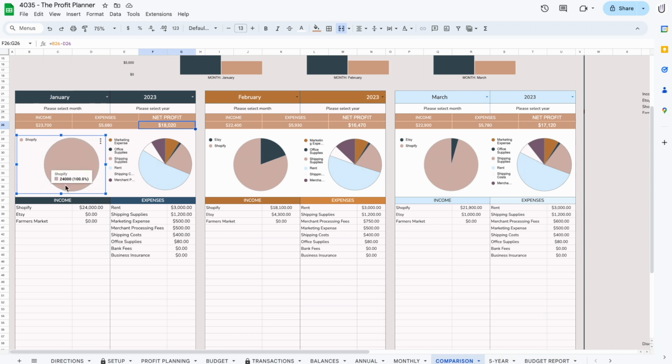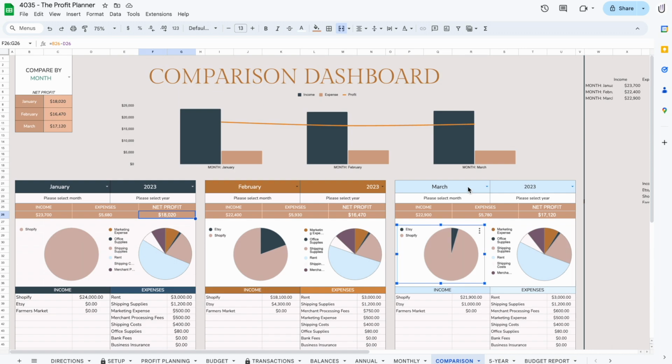In January, all of my money came from Shopify. In February, most of it came from Shopify. I got quite a bit in Etsy. And then in March, I have a lot coming from Shopify and just a small amount coming from Etsy. So you can see the variances.